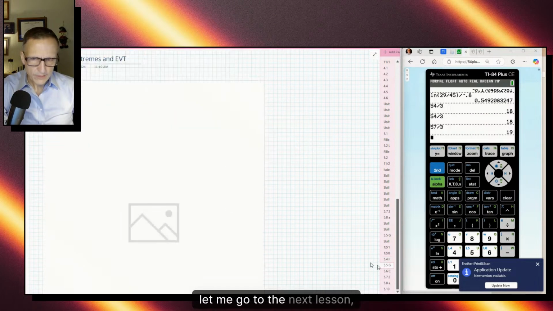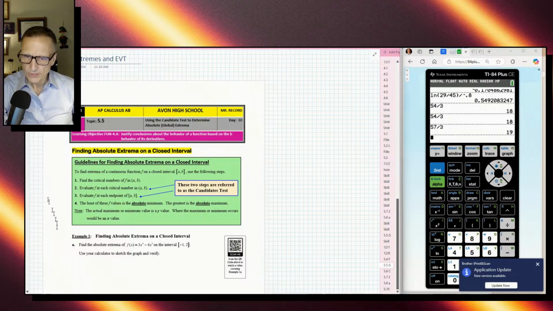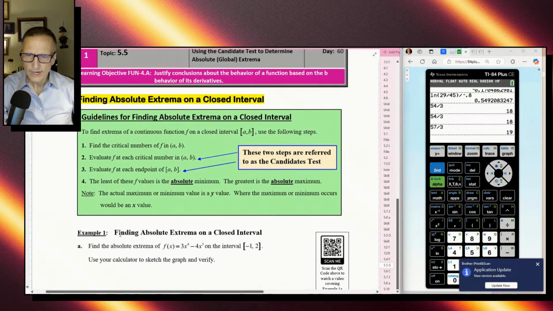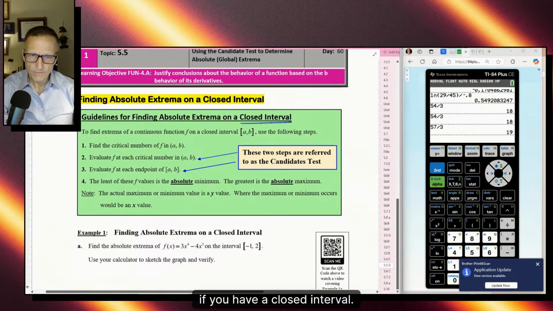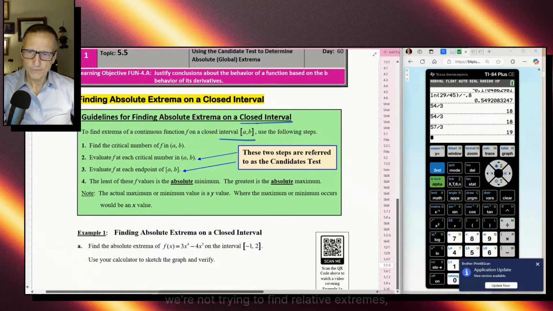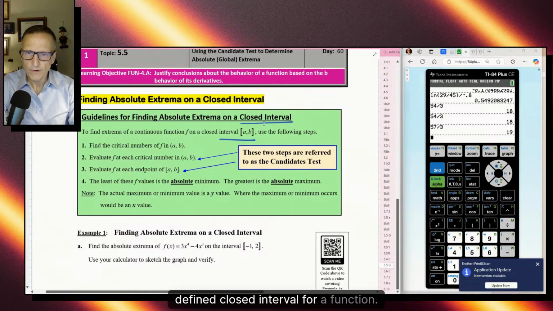All right, let me go to the next lesson, which is finding absolute extremes on a closed interval. These are the steps that you would take if you have a closed interval, and it is called the extreme value theorem. This helps us find extreme values, maxes and mins, over a closed interval a to b. In other words, we're not trying to find relative extremes. We're trying to find global extremes over a defined closed interval for a function.